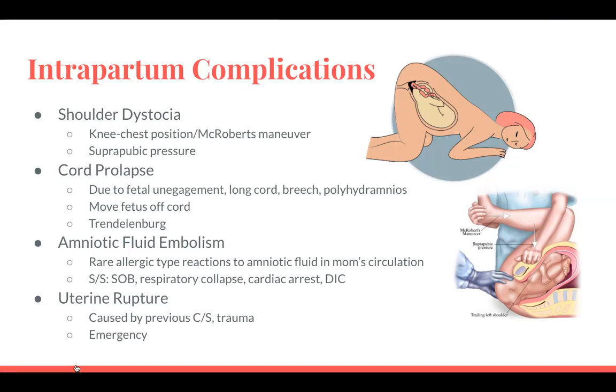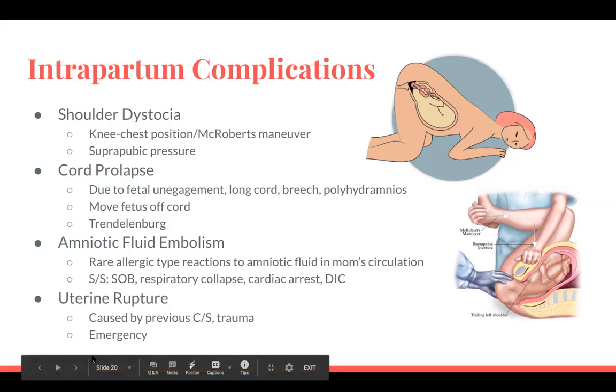The amniotic fluid embolism, she mentions, happens very quickly. The signs and symptoms can happen in a few seconds to a minute. So you need to react quickly if you start noticing breathing problems, because that can immediately lead to cardiac arrest. Watch out for these. Then uterine rupture is obviously an emergency because the mom could bleed out very quickly.